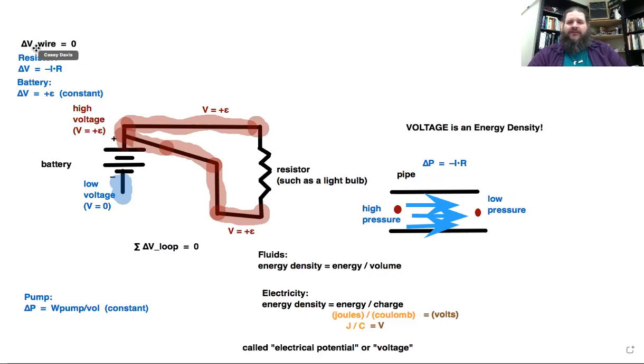And then a wire provides no voltage difference. Any 2 points on the same wire will be at the same voltage. Any questions on that so far?